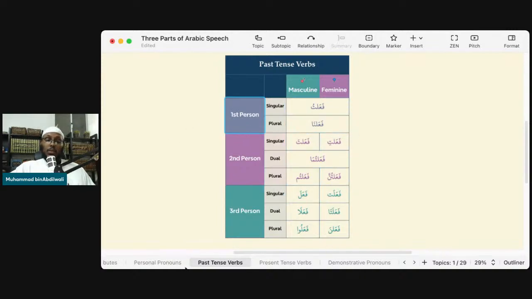Now the question is, why is it pointing to a personal pronoun? Let me ask you that on Wooclap. Why is it pointing to a personal pronoun?